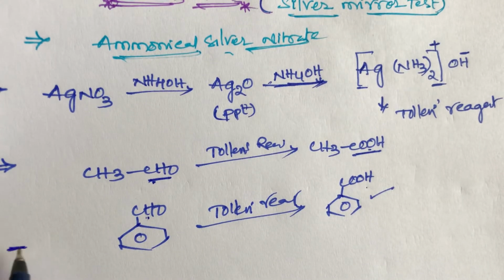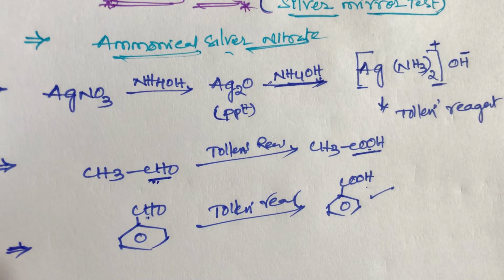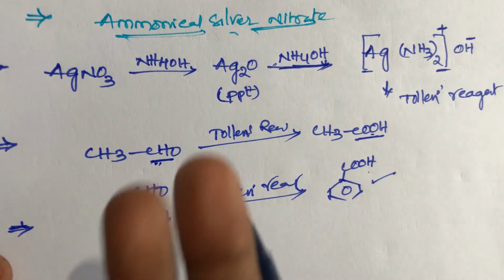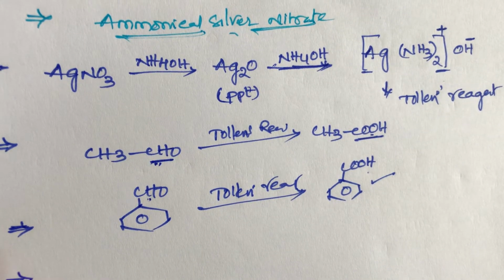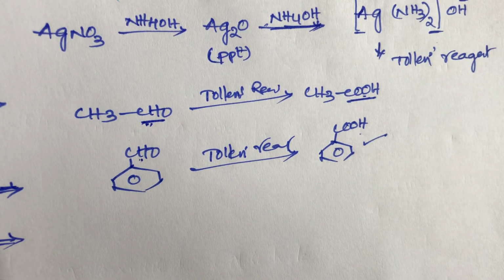This is very important, student. Tollens reagent acts as a mild oxidizer. It can oxidize only aliphatic aldehydes and aromatic aldehydes. This is very important, student. This Tollens test, or silver mirror test, cannot oxidize the keto group, student. It is also very important, student. This Tollens reagent cannot oxidize the keto group.